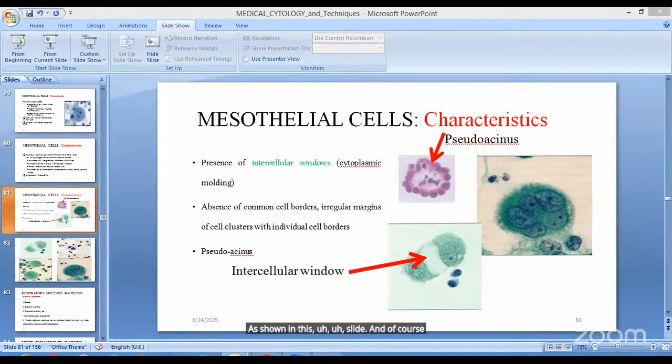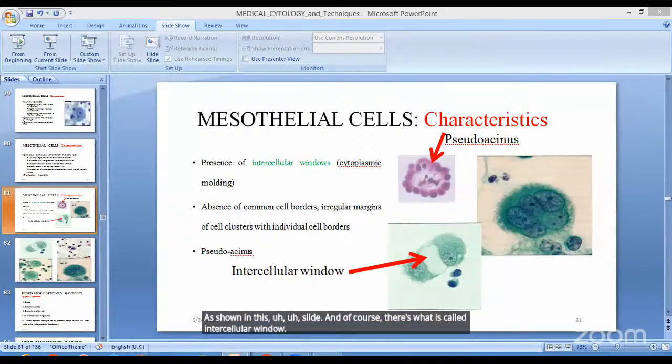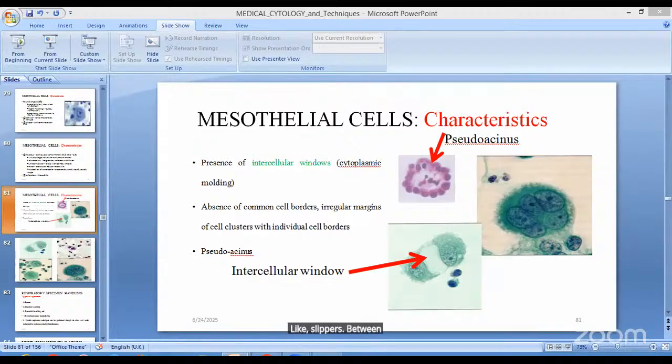And of course, there is what is called an intercellular window, like slippers between two mesothelial cells. That's what this slide has projected. So when you see all this in an effusion, you'll be able to call it out. I hope I'm understood on that.